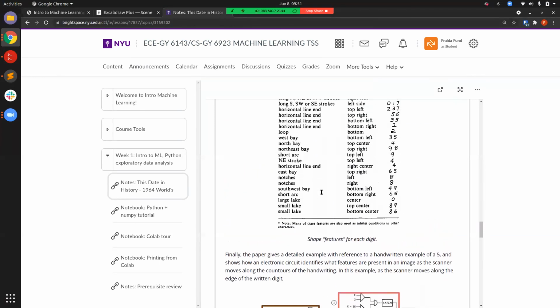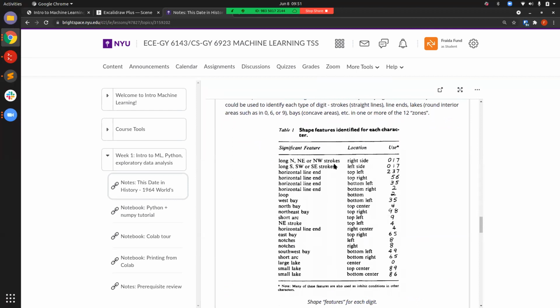So here's a set of rules, shape features that the designer has identified for each character. And these rules or features for each character were developed by experts based on looking at many samples of each digit. So if the rules are developed by experts, we consider it a rule-based system. And it's a little confusing because machine learning systems also have rules, and they can also be developed by experts. But none of these were developed by computers.